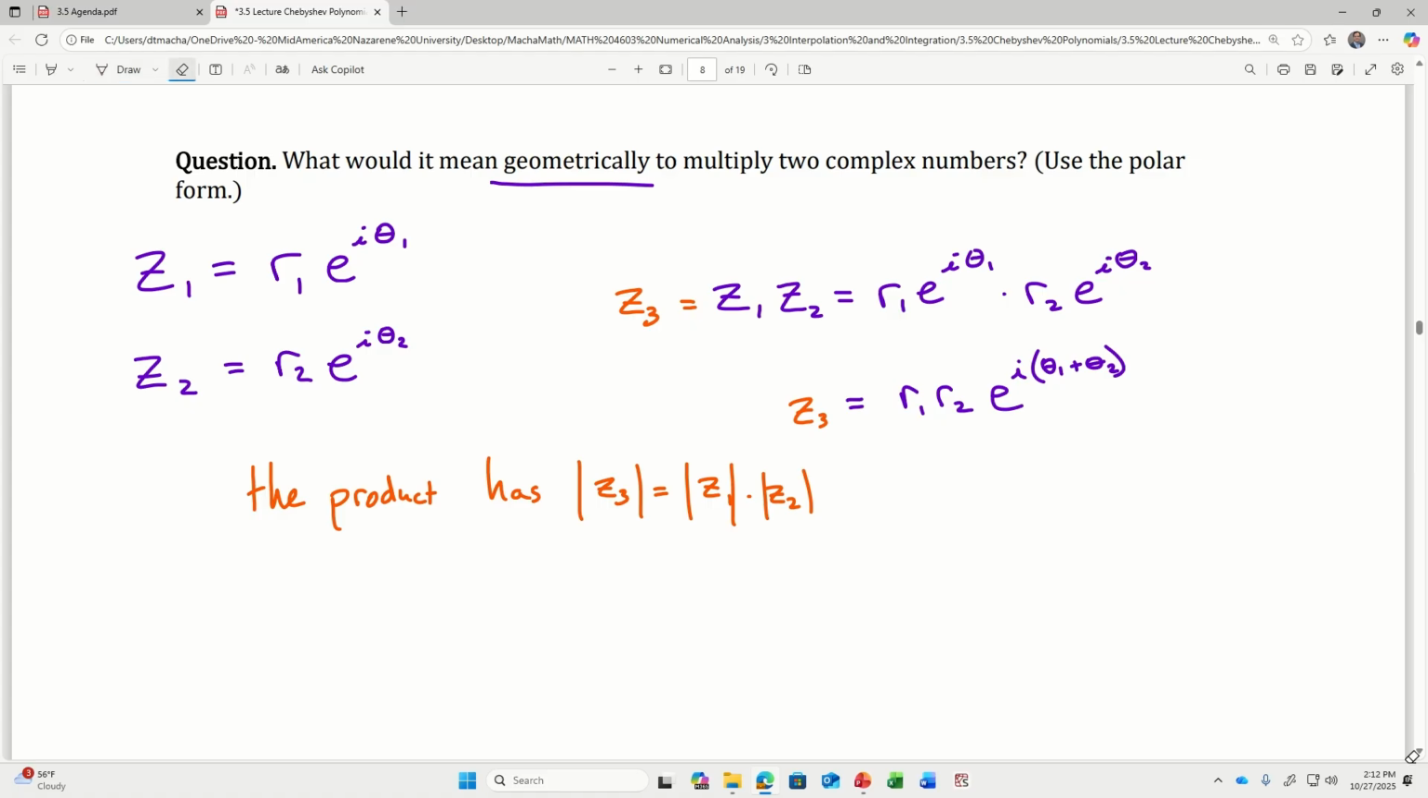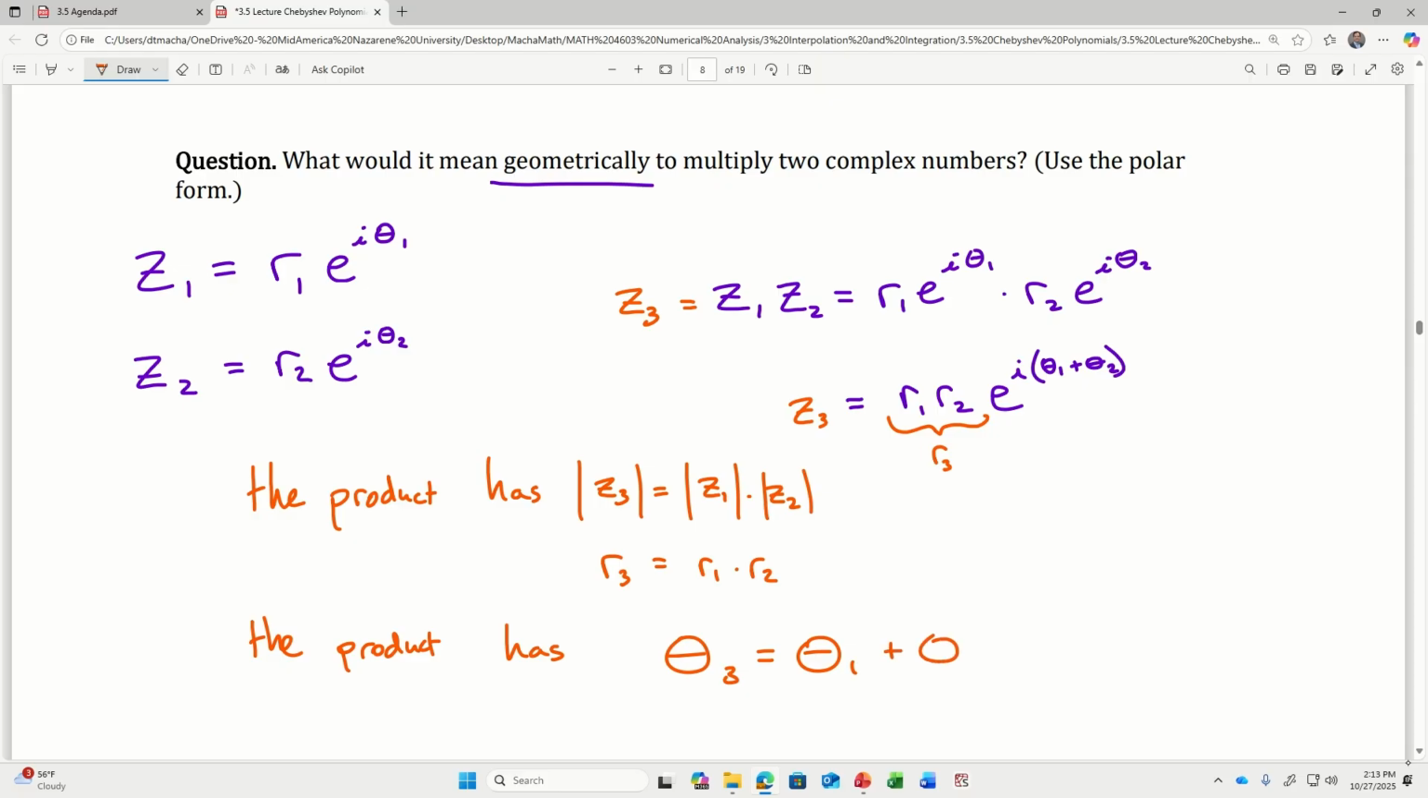That's the absolute value of z1 times the absolute value of z2. Because remember, that's just the r coordinate in polar coordinates, right? And the product also has theta 3 equal to theta 1 plus theta 2. Right?